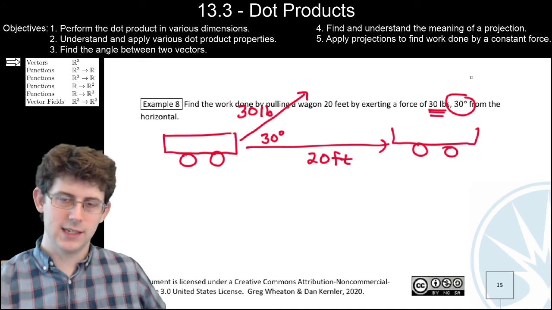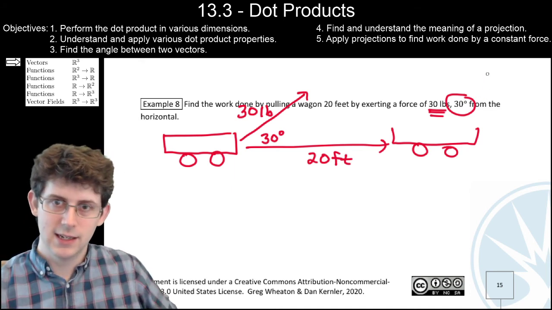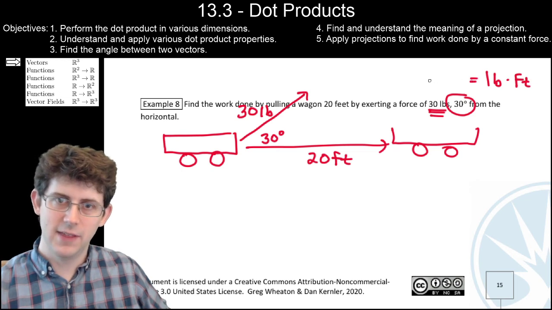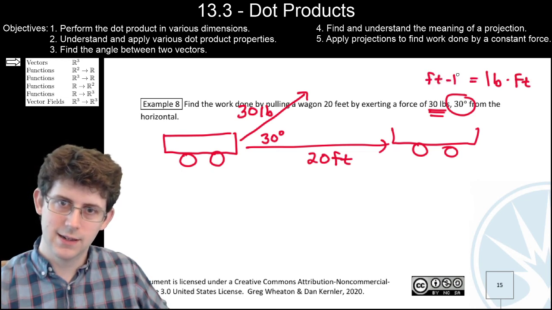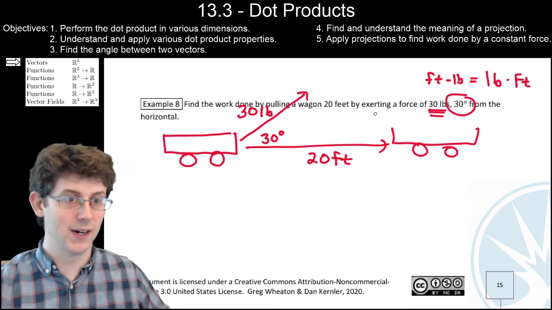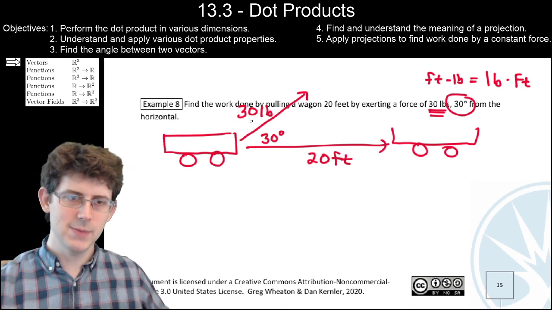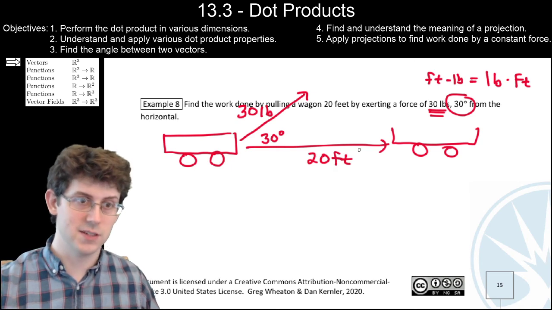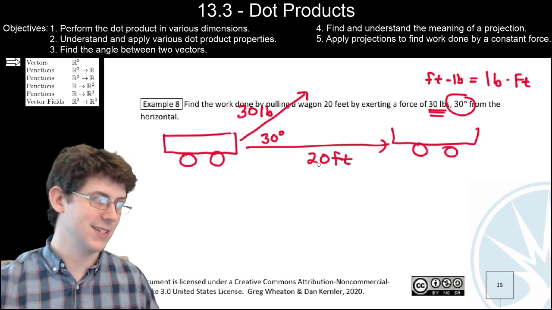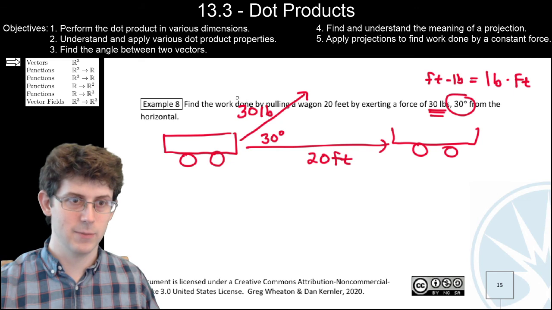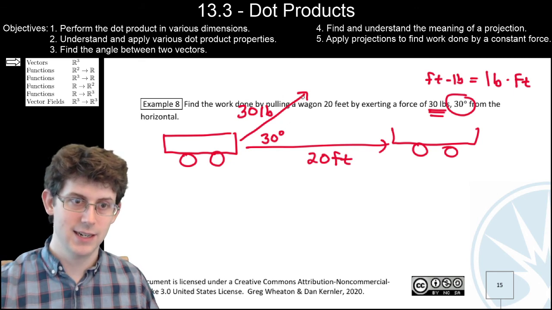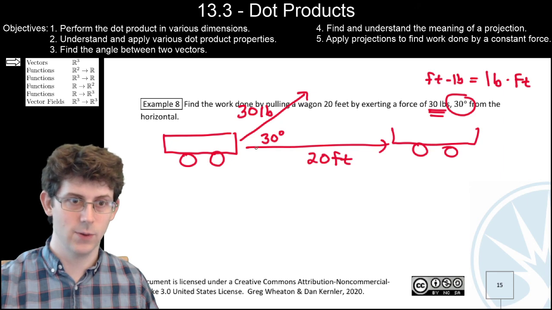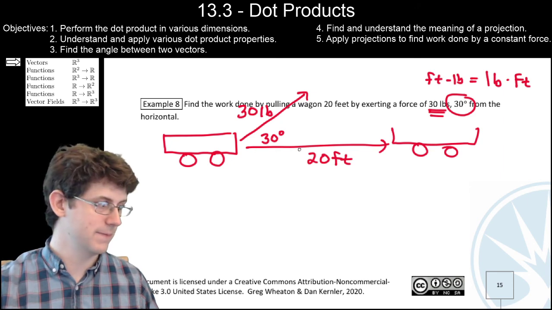This time the units, instead of being newtons times meters, is going to be pounds times feet. And we don't have a fancy name for that. Those are called foot-pounds. This will be our unit of work at the end. It seems like you're exerting 30 pounds of force and you're pulling the wagon 20 feet, so you should just multiply 30 times 20. But actually, no, you should not do that. Instead, you should project this vector down onto the direction that you're actually worrying about, which is this direction.